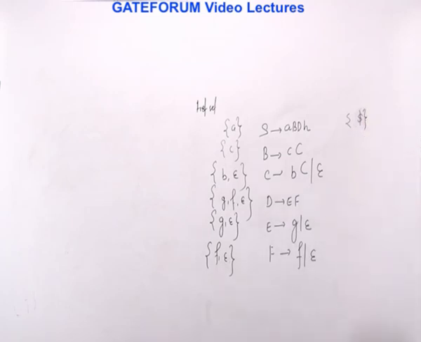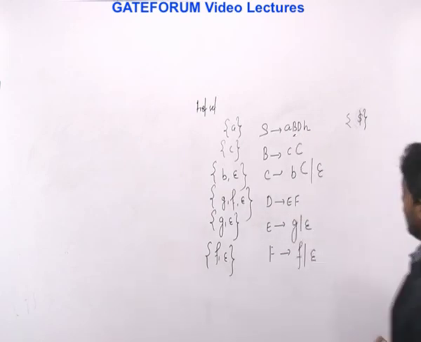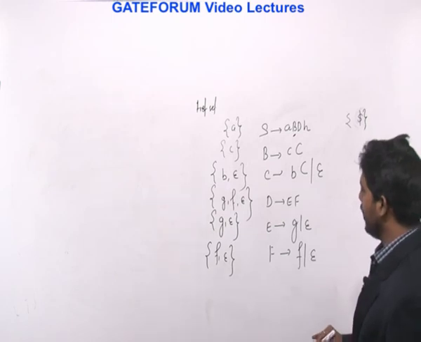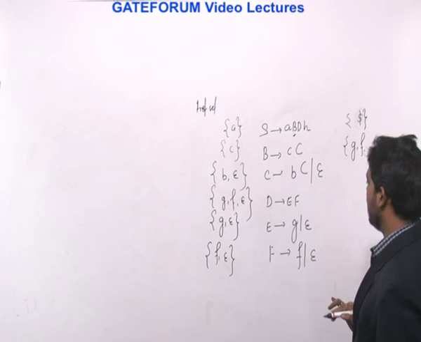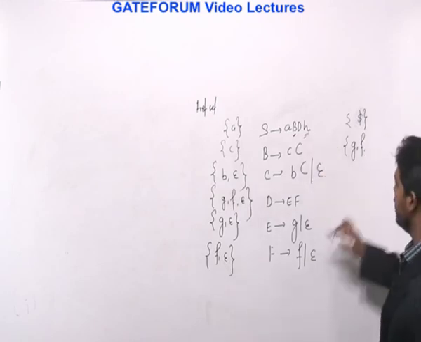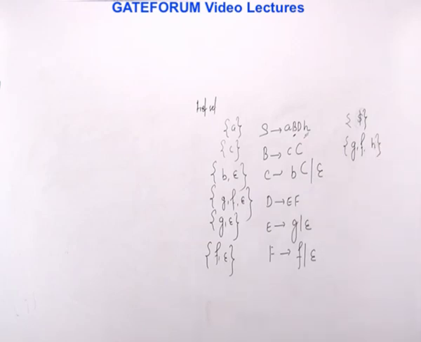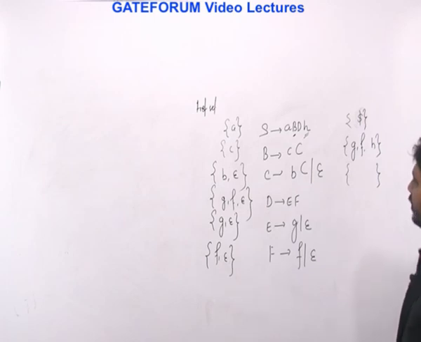Follow of B. Where is B present? The only place B is present is this. So what does it say? Follow of B is first of capital D, a non-terminal that follows. First of D is G, F and epsilon. So I will first include symbols G and F. Then when I replace D by epsilon, there is another symbol, that is H. So G, F and H. This is the way it will be, follow of B.